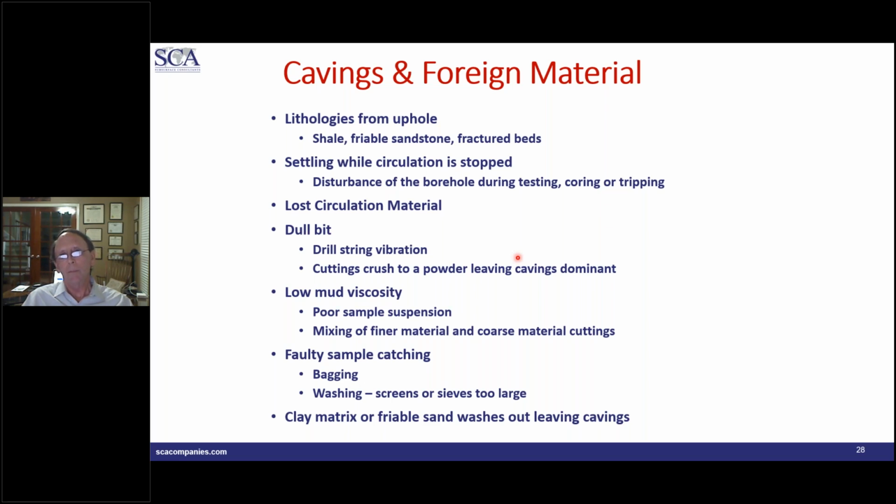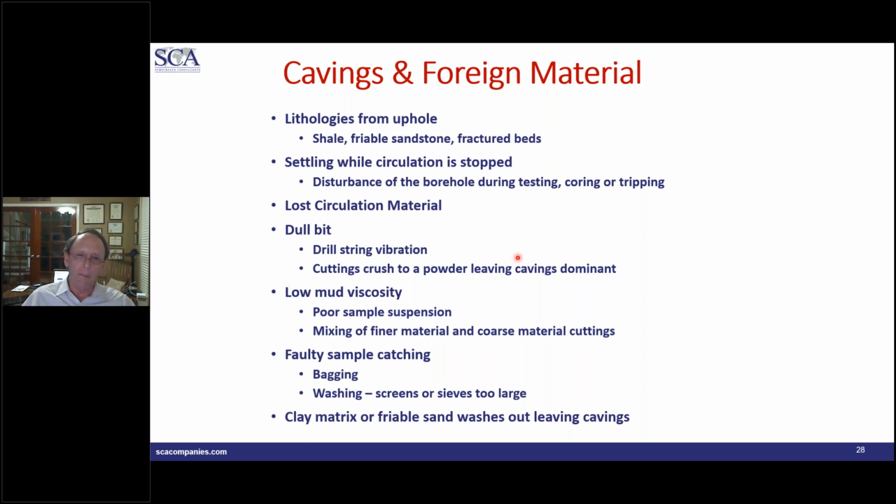Well, when circulation is stopped, the cuttings in the borehole will settle, and the first batch of cuttings after circulation has started again can be a very mixed bag. It also occurs when the borehole is disturbed during testing, coring, and tripping. It can be lost circulation material. If there's a dull bit, it's going to crush cuttings to a powder, and the cavings will be dominant. The dull bit also will cause drill string vibration. Cavings and pore material also occur because of low mud viscosities, so the samples aren't suspended properly in the borehole. And that leads to a mixing of finer material and coarse material in the cuttings.